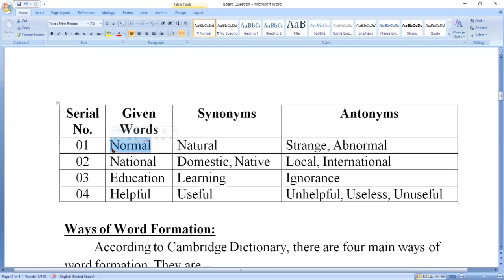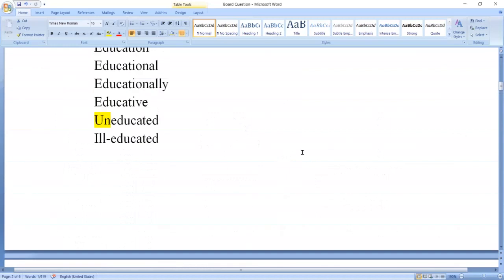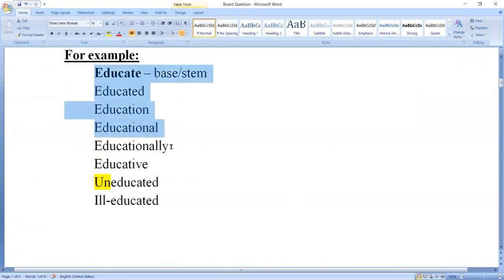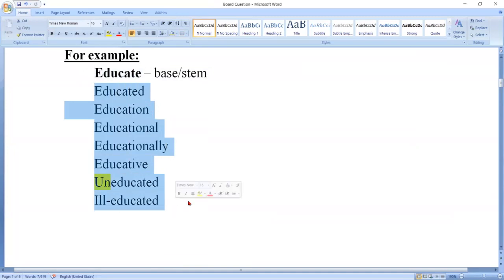And if you want to know more and more words, you should learn word formation, which will make it easier for you to understand, to learn, and to keep in your mind more and more words, which I have already shown you here in these examples, that only the word educate is giving us more and more words, which are being formed only by using suffixes or prefixes. And in this way you can learn easily.